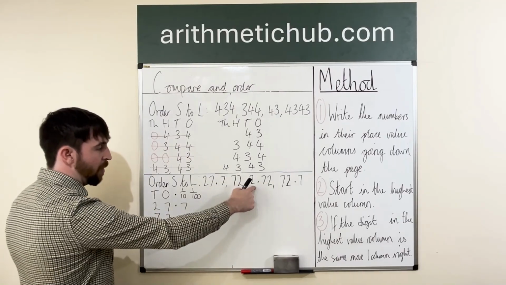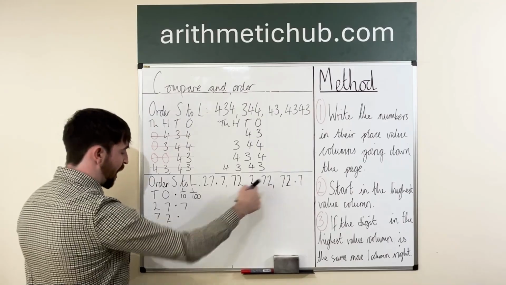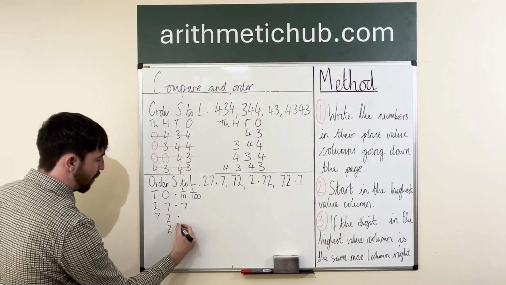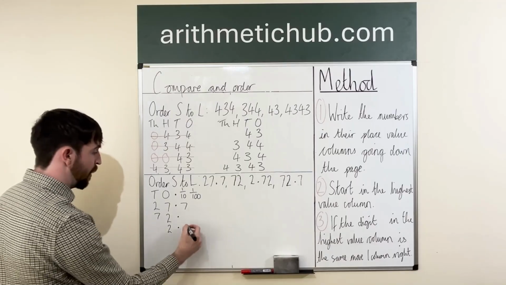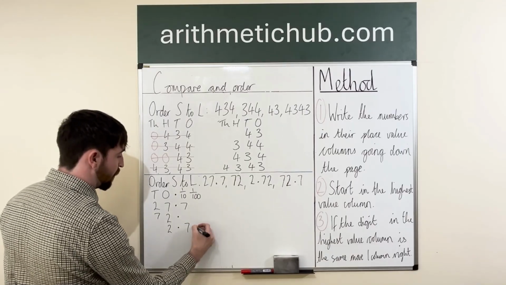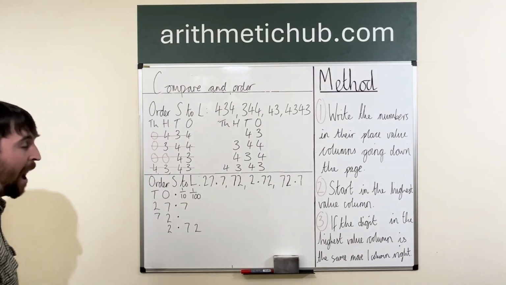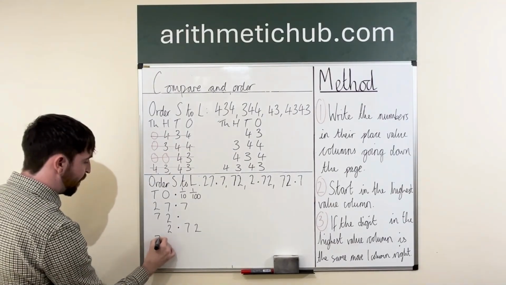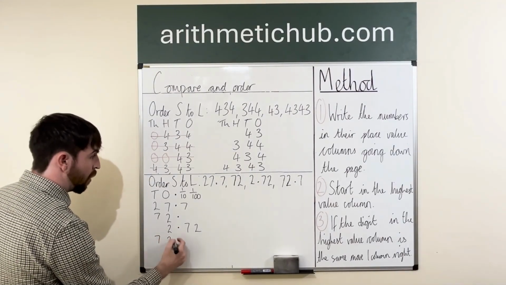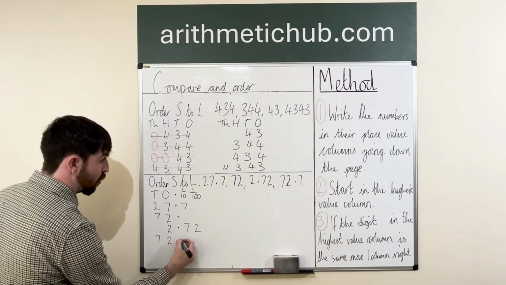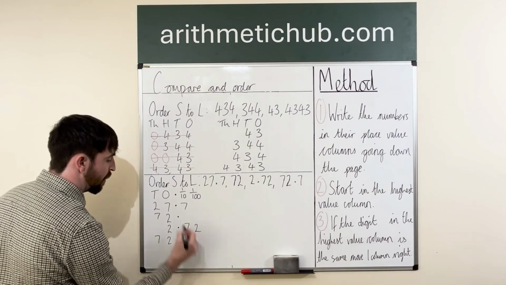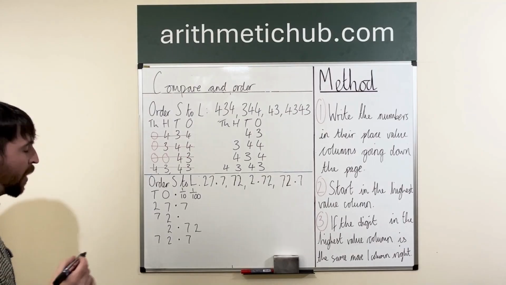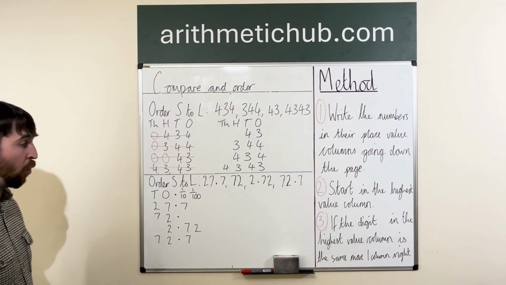2.72, 2 in the ones, then I've got my tenths and my hundredths. 2 in the ones, line the decimal up, 7 tenths and 2 hundredths. And then the final one, 72.7. Again, we've got 7 in the tens, 2 in the ones, line the decimal point up, and then 7 tenths, like that. Okay? Now I can order them, can't I?